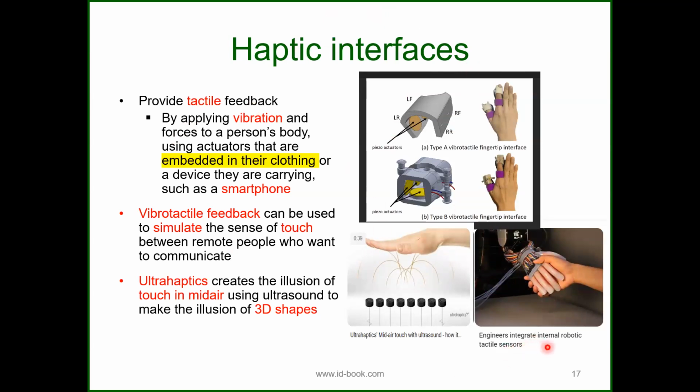For example, if you try to shake hands with a robot. When you shake hands with your friend, you feel some warmth in the hand of the person with whom you are shaking hands. You feel there is a sense, right? So when you shake hands with the robot, if the robot vibrates, it gives you a feeling of touch. Such things are created by haptic interfaces. They provide tactile feedback by applying vibrations, and these vibrations come from the actuators embedded in their clothing or in their device.